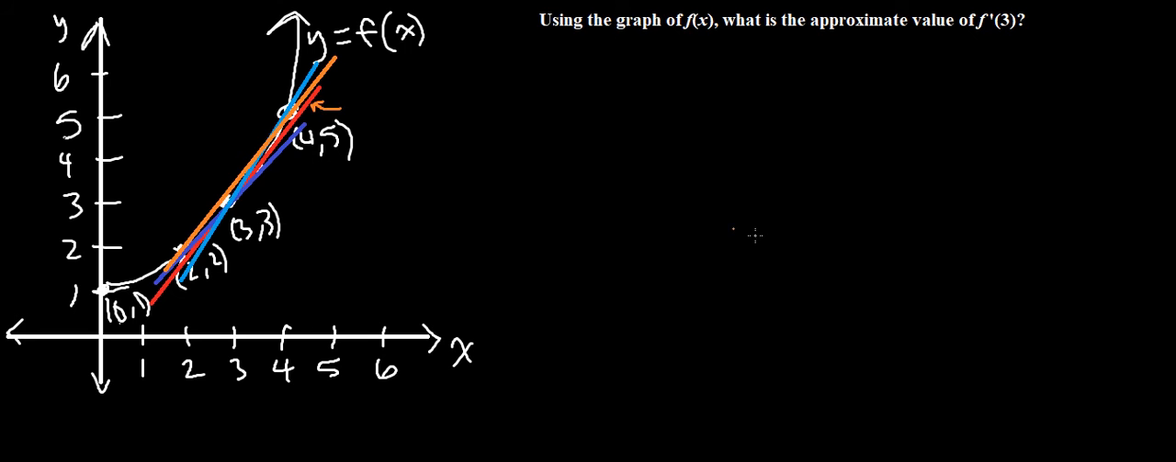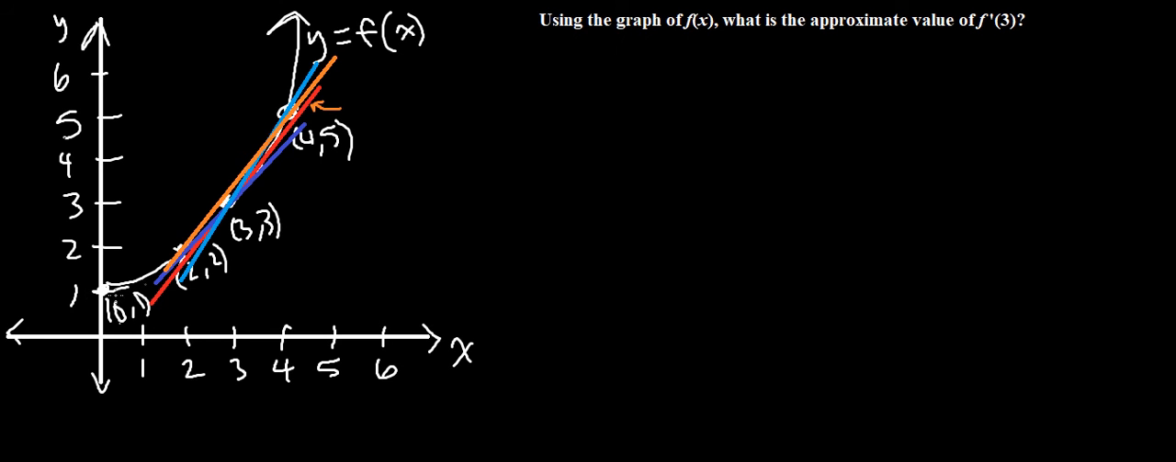You could use the slope of any one of these 3 lines, and that would be a good approximation of the slope of this red line. And of course, the slope of this red line is the derivative we're trying to find. So that's how you can approximate the value. So why don't we actually evaluate each of these approximations?